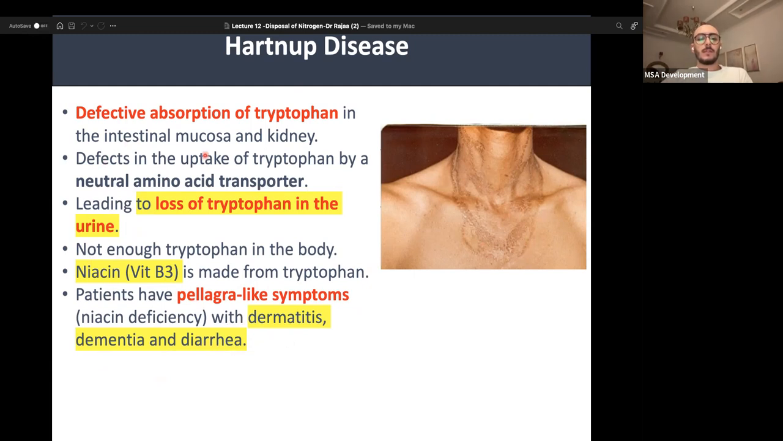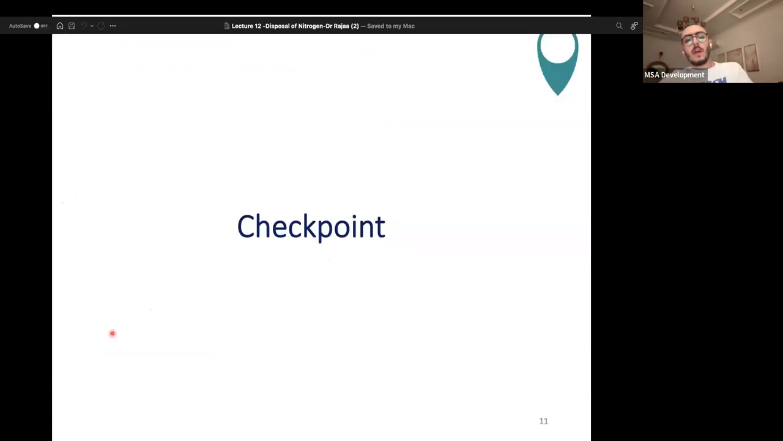Okay, defective absorption of tryptophan. Tryptophan will appear in the urine. Niacin won't be synthesized. Pellagra-like symptoms. What are pellagra-like symptoms? They are the 3Ds: the dermatitis, dementia, and diarrhea. That's basically Hartnup disease, or that's basically what you are supposed to know from Hartnup disease.